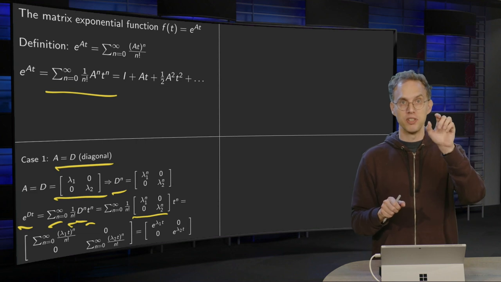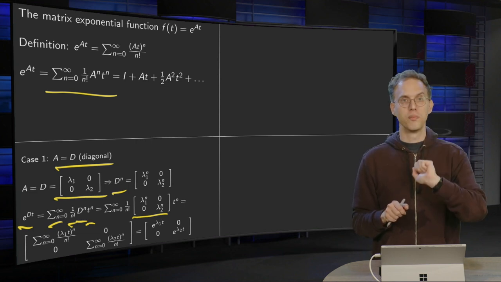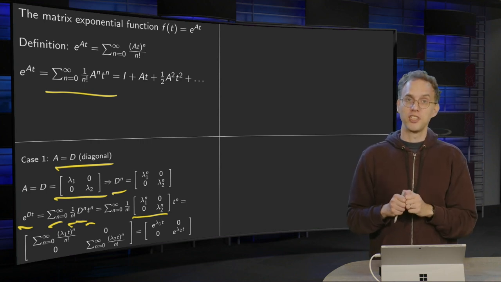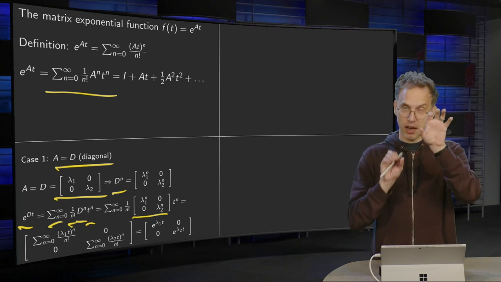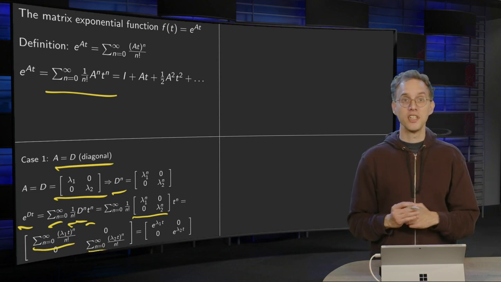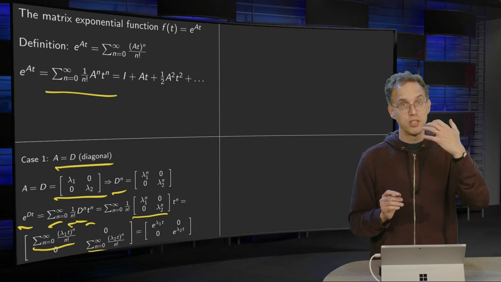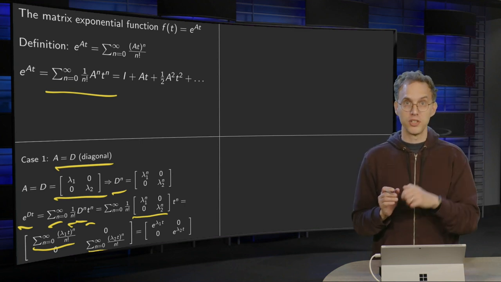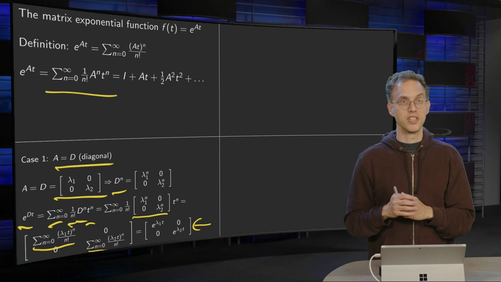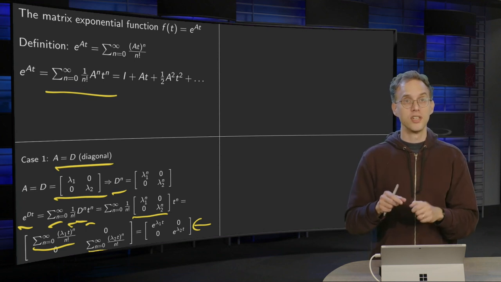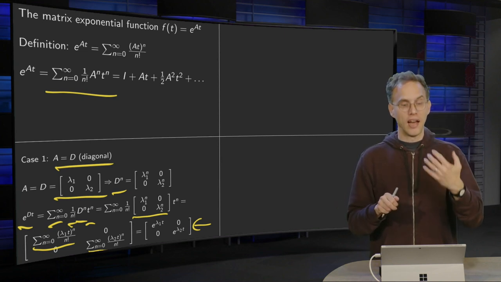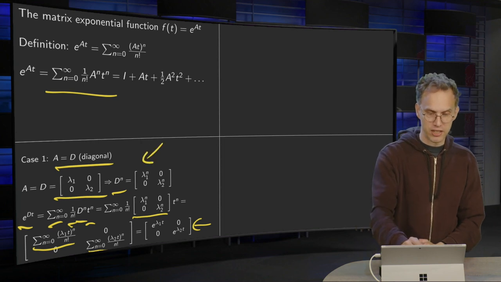So then we have the matrix elements lambda 1 to the power n times t to the power n over n factorial. And adding matrices means adding the elements of the matrix, so we can take the sum in as well. So we have a sum over here and a sum over there. And then we recognize these sums. The first sum is just e to the power lambda 1 t, and the other sum is just e to the power lambda 2 t. So there we go. If we have a diagonal matrix D, then e to the power dt is just a diagonal matrix with entries e to the power lambda 1 t and e to the power lambda 2 t. And that's of course so easy because D to the power n is so easy.